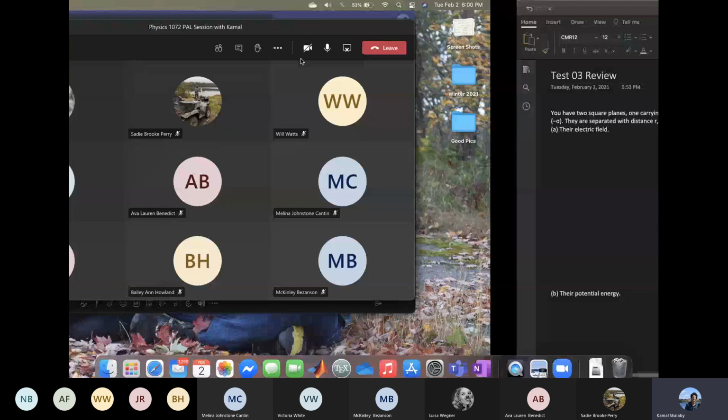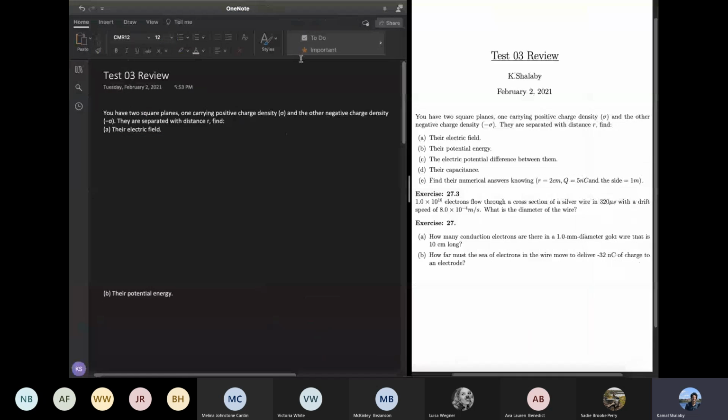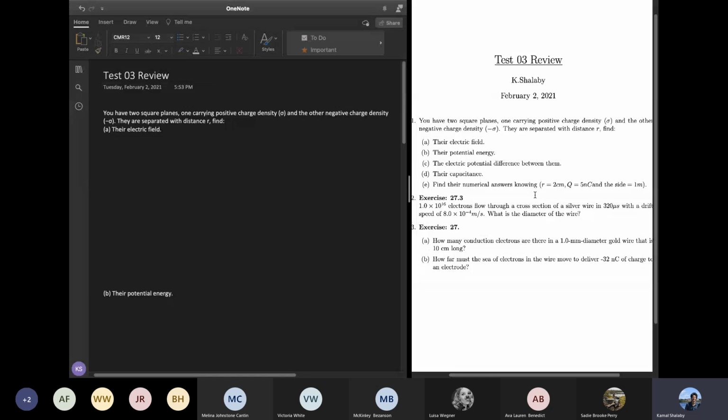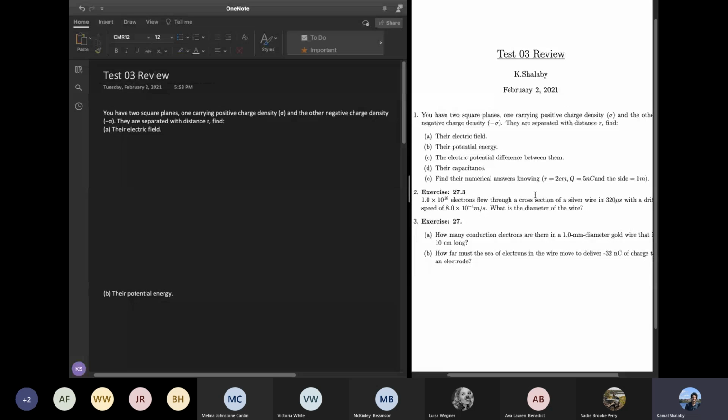Okay, so this session is going to be mainly a review session for tomorrow's test. We have quite a few of the questions, as you can see. Some of them are from the book for chapter 27, the things you went over Monday. This one is going to be mainly about capacitance, electric field, and potential energy. So let's get into it.